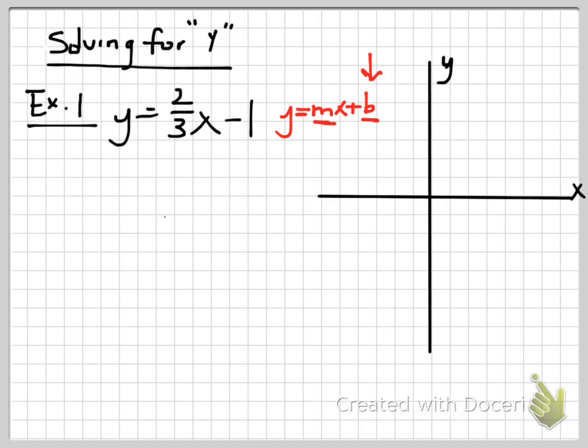First thing we want to do is identify our m. That's our slope. What's our slope in this equation? That's right, our slope is 2/3. Okay, just look where the m is. The m is right here. Okay, what does that mean? What does 2/3 slope mean?